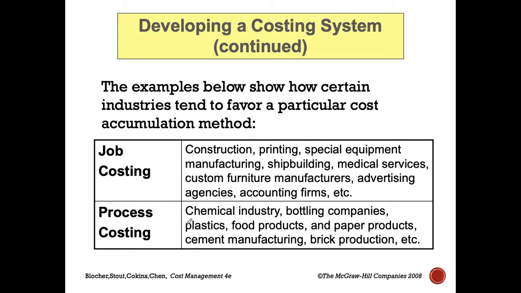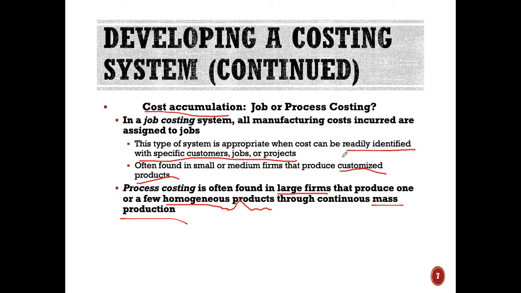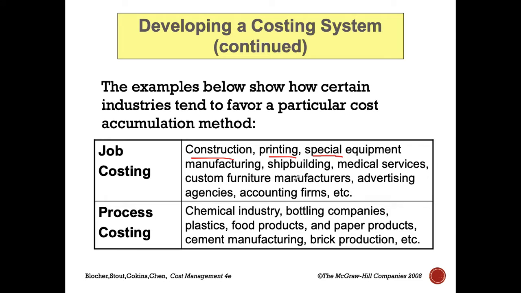Now the examples below show how certain industries tend to favor a particular cost accumulation method. Job costing is usually for construction, printing, special equipment manufacturing. Just remember that job costing is for customized products. Furniture as well. Process costing is, for example, the chemical industry, usually mass production, and so on.